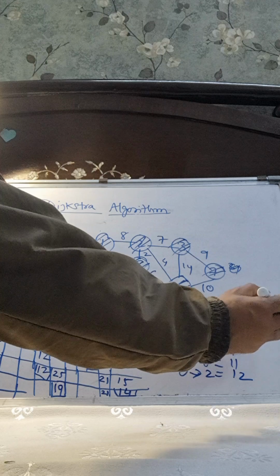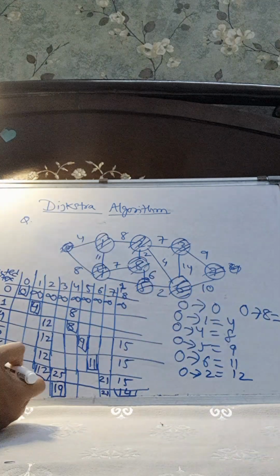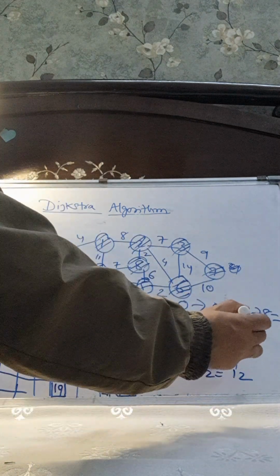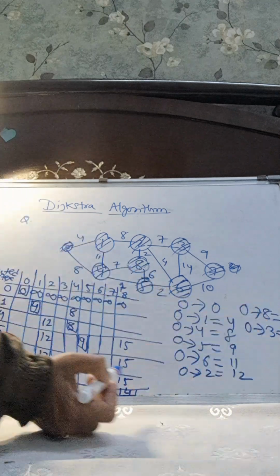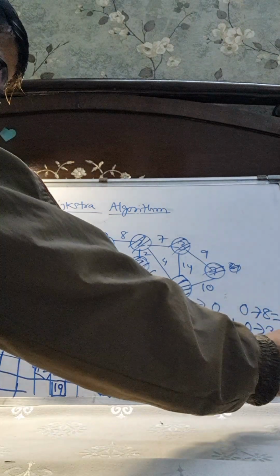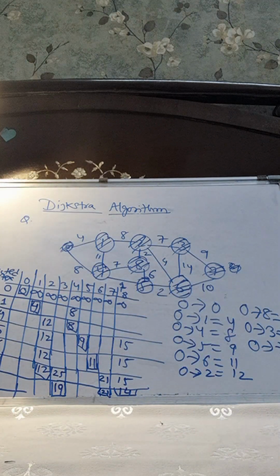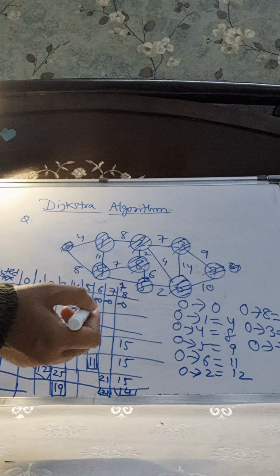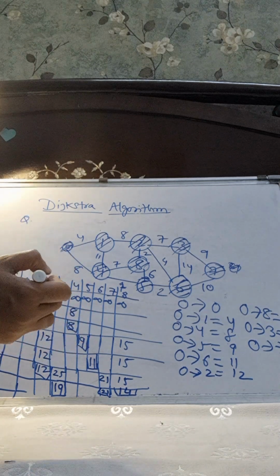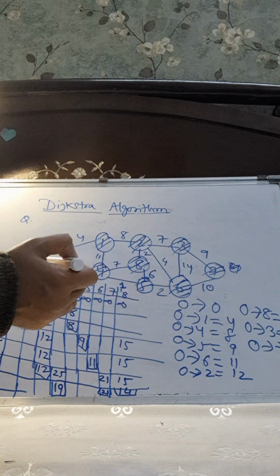And from 0 to 8, what is the cost of 8? 8 cost is 14. And from 0 to 3, what was the cost? 19. And from 0 to the last vertex, 7, its cost after selection is 21. So this is all about the different costs that we are getting from a single source, and the source we have selected in this question is 0. So you can get the answer from here.